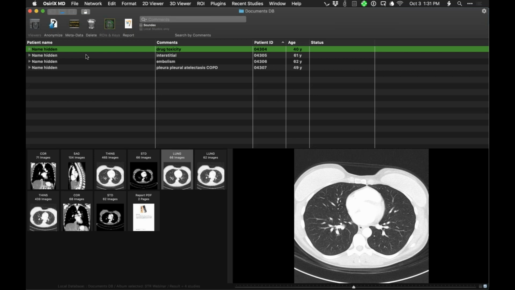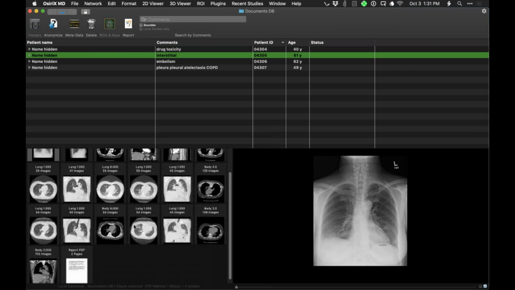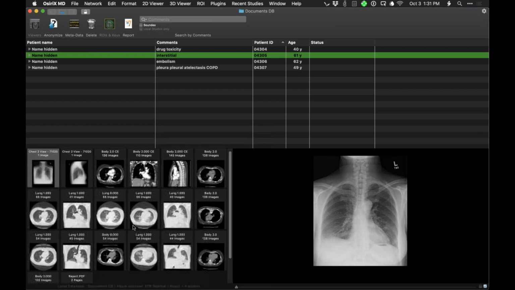Okay, let me show you this one. This one is just a very nice example of this interstitial lung disorder, and because I have a lung biopsy report, I'll show it to you.